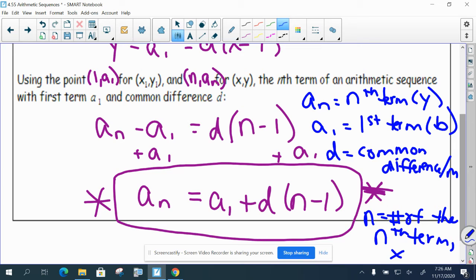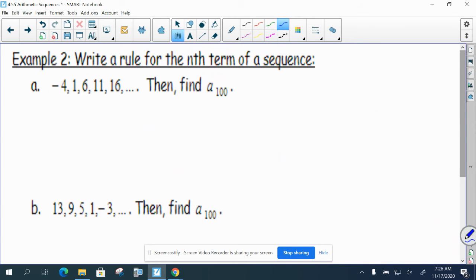Okay, now we're going to do some practice. Write a rule for the nth term of the sequence: -4, 1, 6, 11, 16, and then find a sub 100. Here, let's identify everything we know. We know that a sub 1 is -4, and the common difference, you're increasing by 5 each time, so the slope or your common difference is 5.